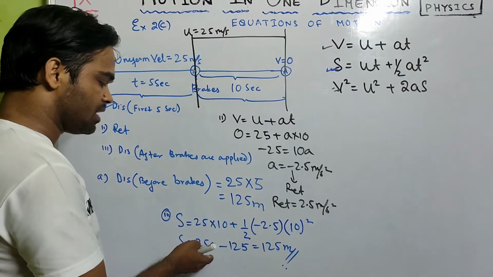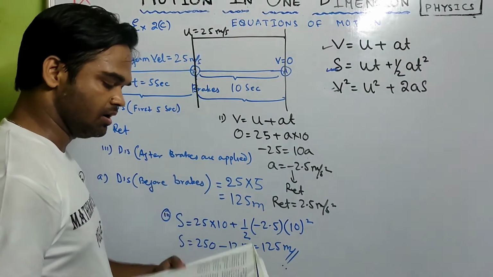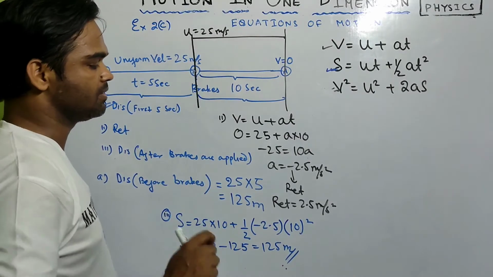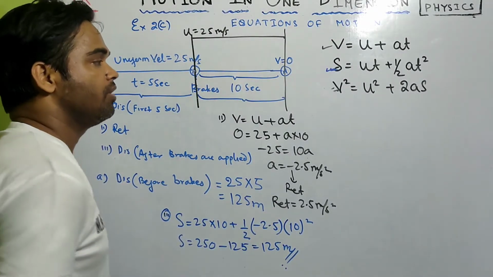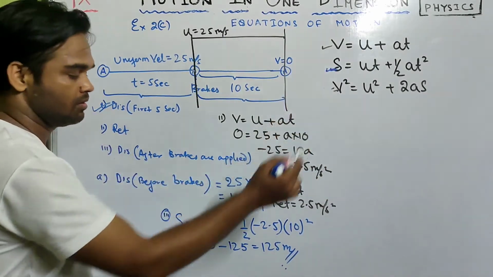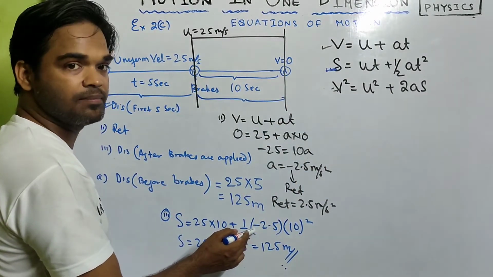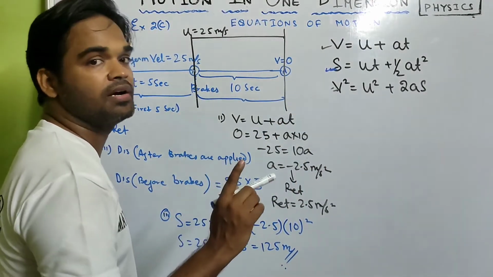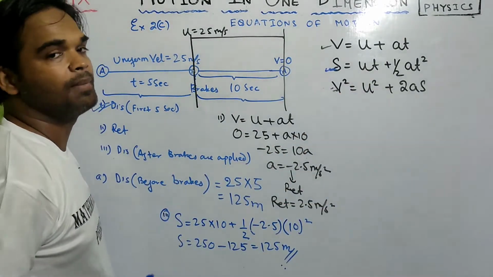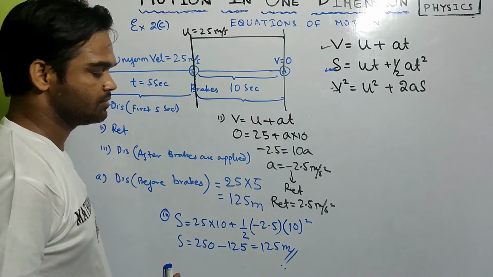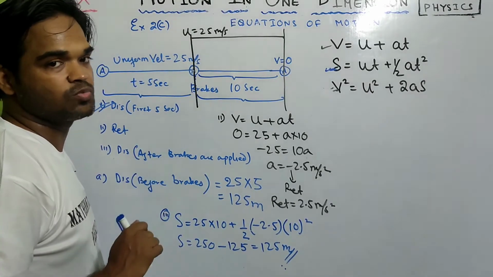So before the brakes are applied, the distance traveled is 125, and after the brakes are applied, the distance traveled is still 125 meter. And the retardation produced is 2.5 meter per second square. Remember, when using this formula you have to use a negative sign, because there is a retardation. For acceleration it's plus, for retardation it's minus. Done. Now let us look at the next one.